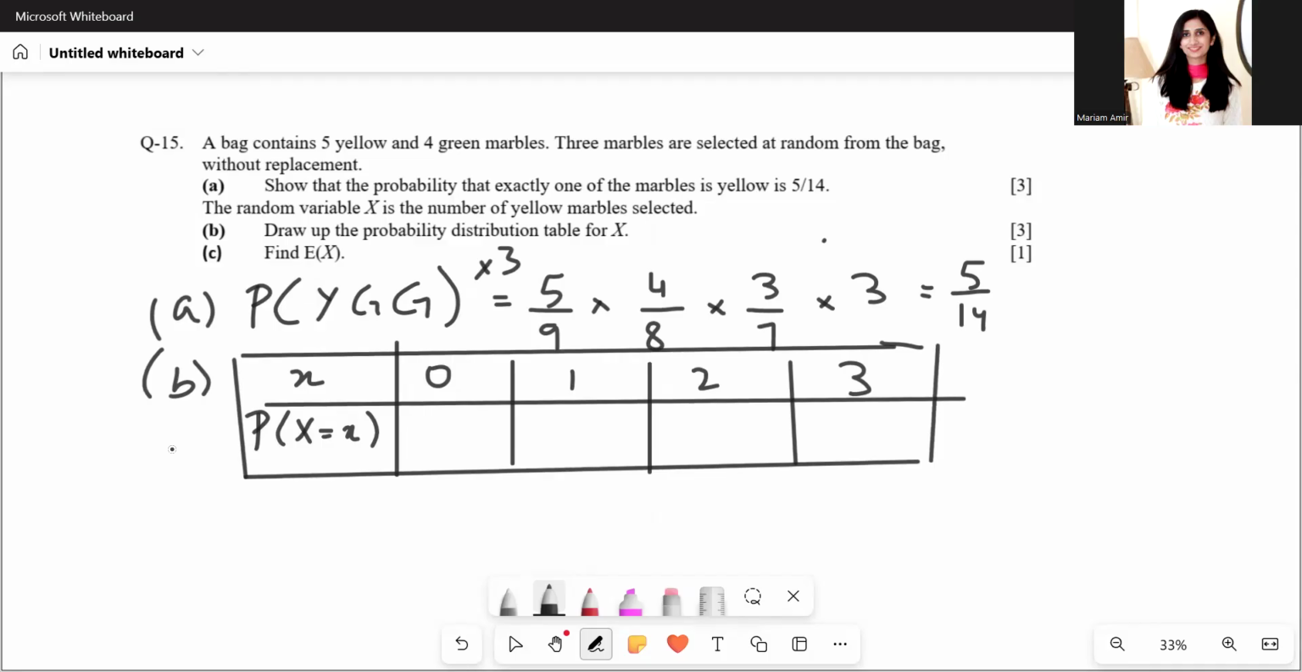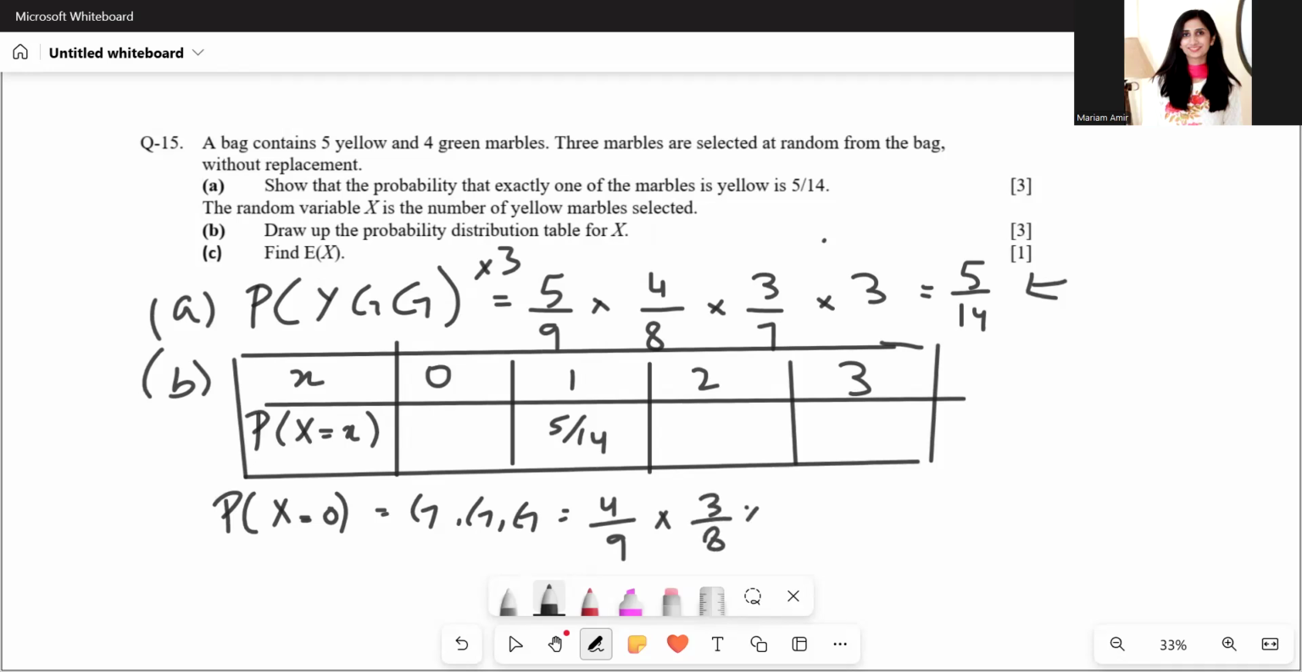We already know the probability of one yellow marble. That's this, 5 by 14. Okay, now I'm finding probability of getting 0 yellow marbles. That would be green, green, and green. So 4 upon 9 times 3 upon 8 times 2 upon 7. Which gives 1 upon 21.